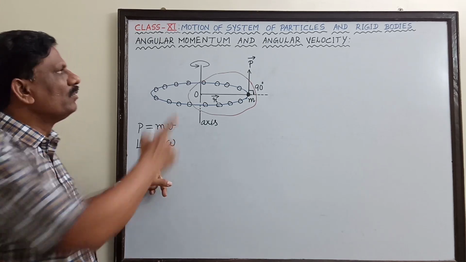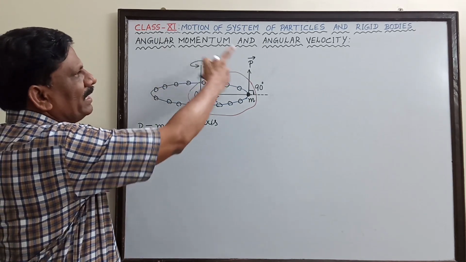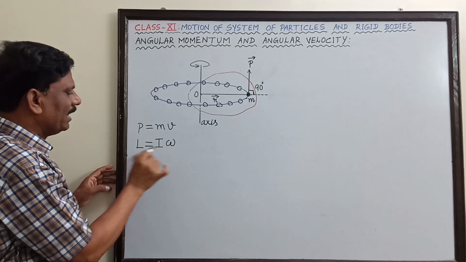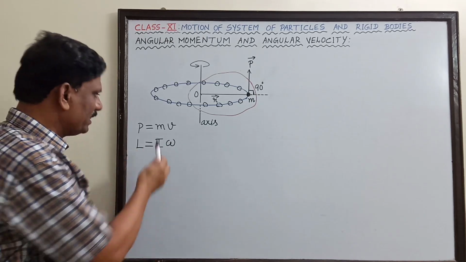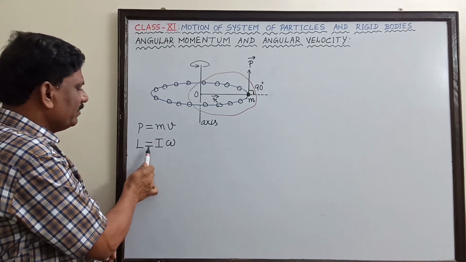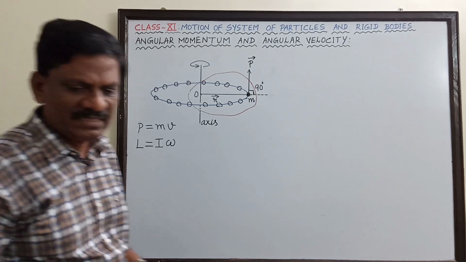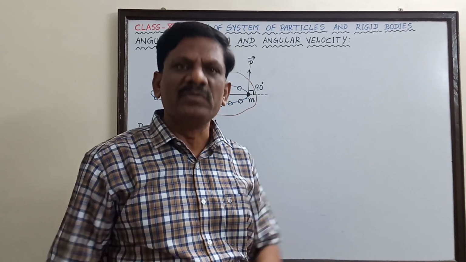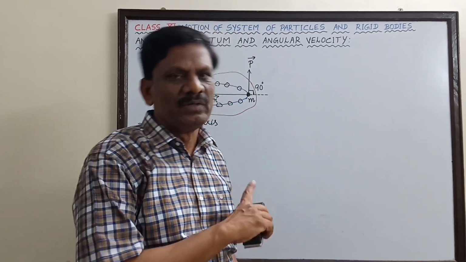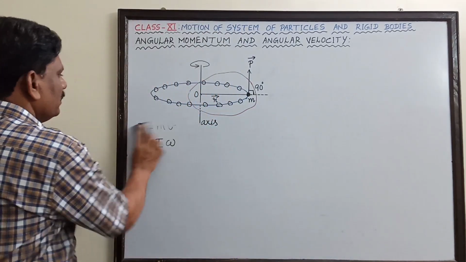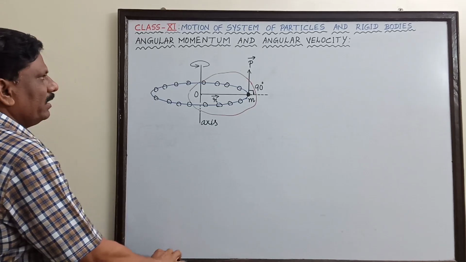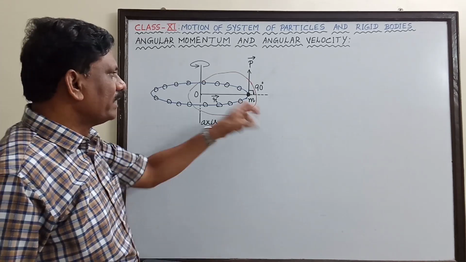So what we are going to derive is the relationship between angular momentum and angular velocity, that is, L and omega. This is the equation we want to derive: L is equal to I omega. So first itself I have told you which relationship we are going to derive. Now let us look at the picture.